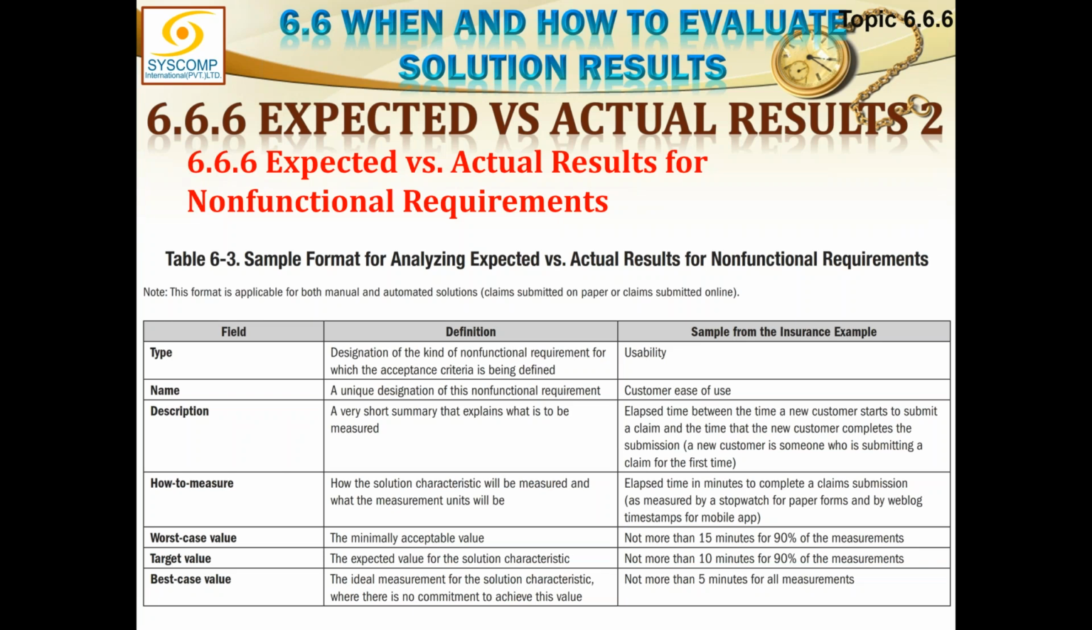Now let's look at the insurance example. What is a type? The non-functional requirement we are talking about is of the type usability. It will check the usability of what? The name of the requirement is customer ease of use, and description is elapsed time between time of new customer starts to submit a claim and the time that the new customer completes the submission. A new customer is someone who is submitting a claim for the first time. So the time which it will take from starting to submit the claim and completing that submission, this time is to be measured. How to measure?